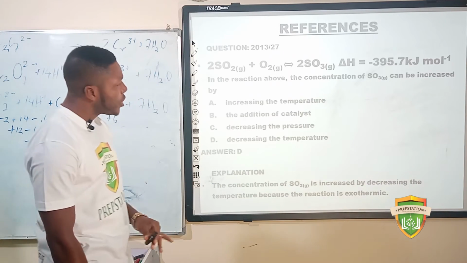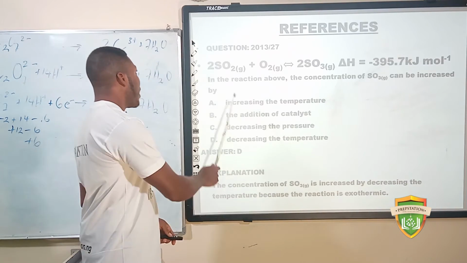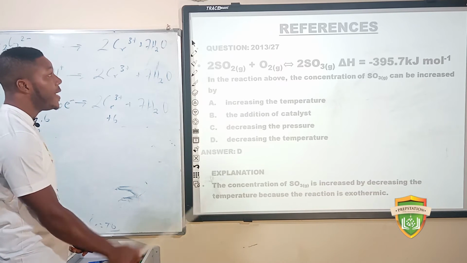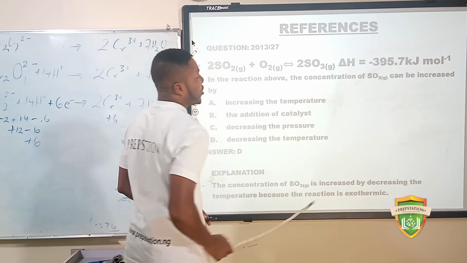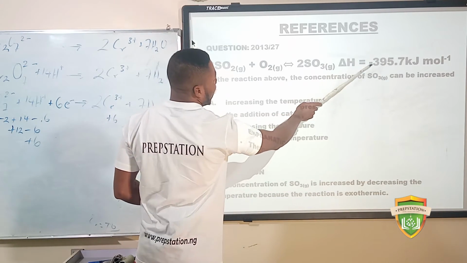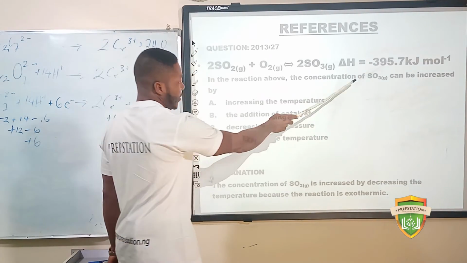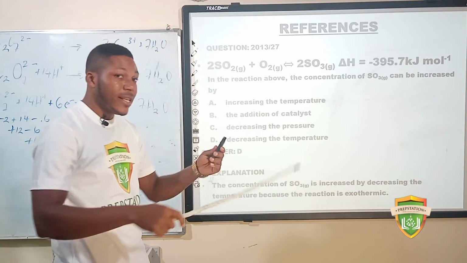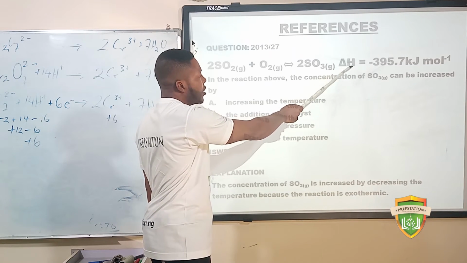Okay, let's look at a few questions from JAMB past questions that relate to the topic. If you look at question 27 from 2013 JAMB, in the reaction above, the concentration of SO3 can be increased by, good. So this is an example of an exothermic reaction. Delta H equals minus. When it is plus, it shows that they are endothermic reactions. So always look out for this to know whether they are exothermic or endothermic. When we have this, what does delta H stand for?